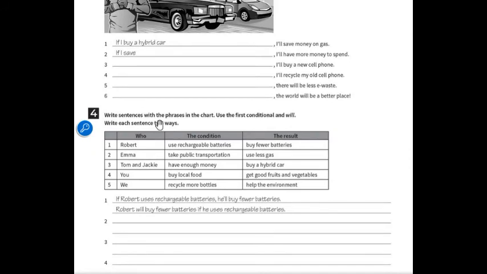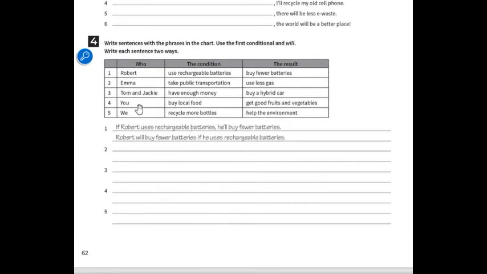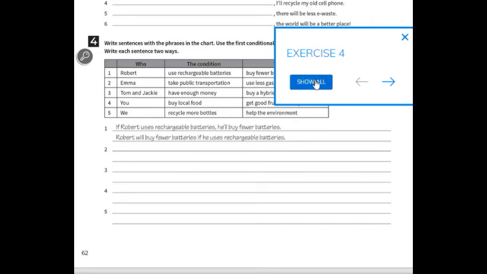Now it says write the sentence with the phrases in the chart. Use if and the condition, and write each sentence 2 ways. So now we're going to practice moving both. We have here who, it's Robert, uses rechargeable batteries, buys fewer batteries, the result. Okay, if Robert uses rechargeable batteries, he'll buy fewer batteries. Or, Robert will buy fewer batteries if he uses rechargeable batteries. Now let's pause the video again and check out the answers with me. Okay, here we go.